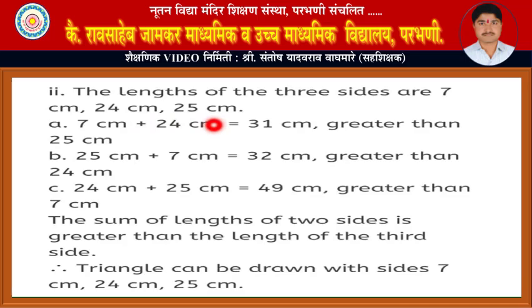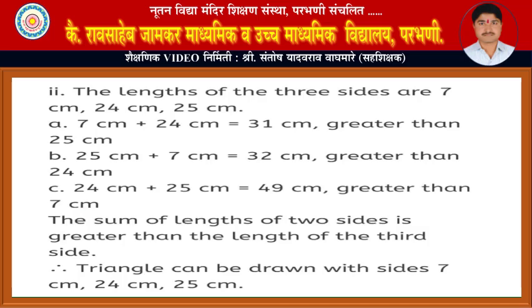Let's take operation A, in which we are going to add the first two sides 7 and 24. 7 plus 24 is equal to 31, which is greater than the third side 25 centimeter. Let's do operation B. In that we shall take 25 plus 7 now. So 25 plus 7 is equal to 32, which is greater than the 24 centimeter, the third side. So condition fulfilled. Now operation C. In that we shall take these two remaining sides, 24 plus 25. 24 plus 25 is equal to 49, which is greater than the remaining third side, which is 7 centimeter.